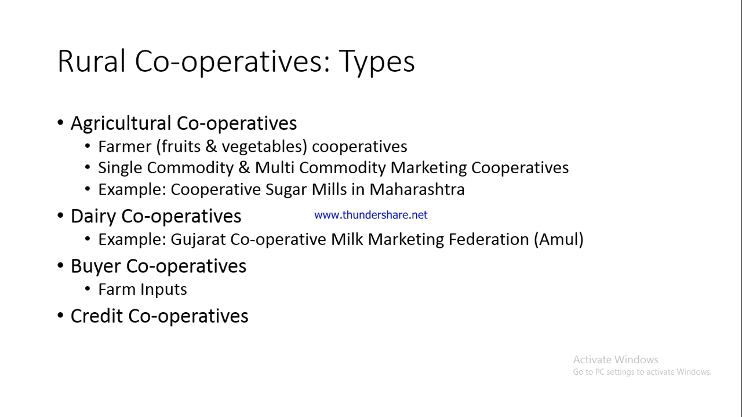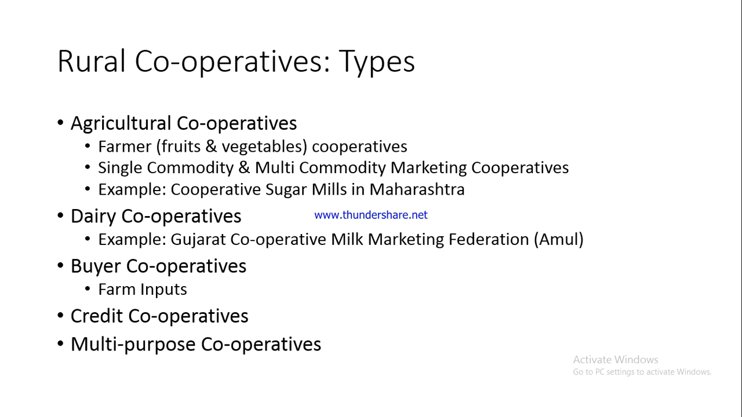So he will be bound by the norms of the society, and that is why he is less likely to default, and he is more likely to repay the amount that he has borrowed from the cooperative. And that is why credit cooperative societies are considered to be a very, very good model for providing credit services to the rural folks.